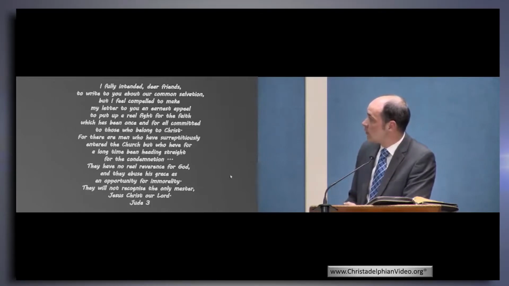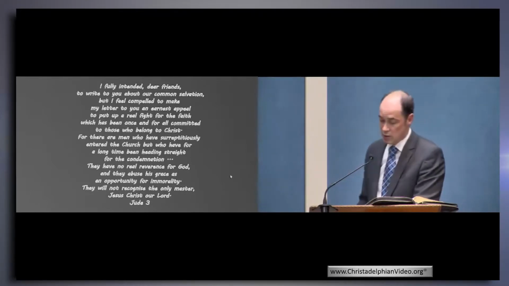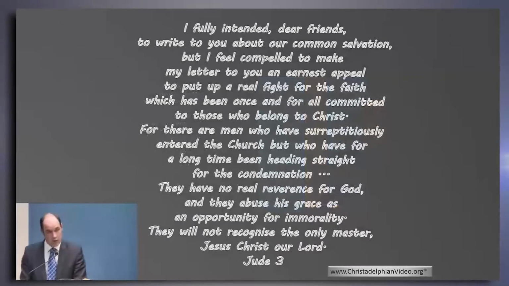For they are men who have surreptitiously entered the church, but who have for a long time been headed straight for the condemnation. They have no real reverence for God. They abuse his grace as an opportunity for immorality, and they will not recognise the only Master, Jesus, our Lord. That's my challenge. That's the challenge of Daniel.